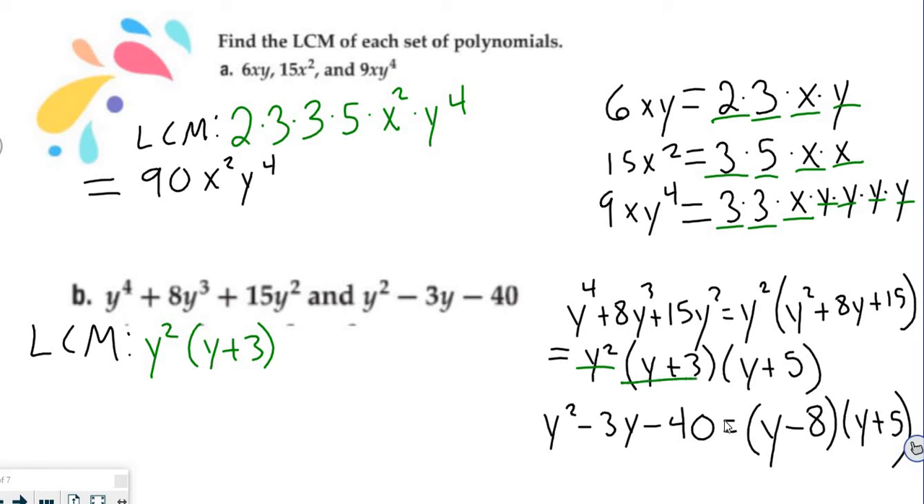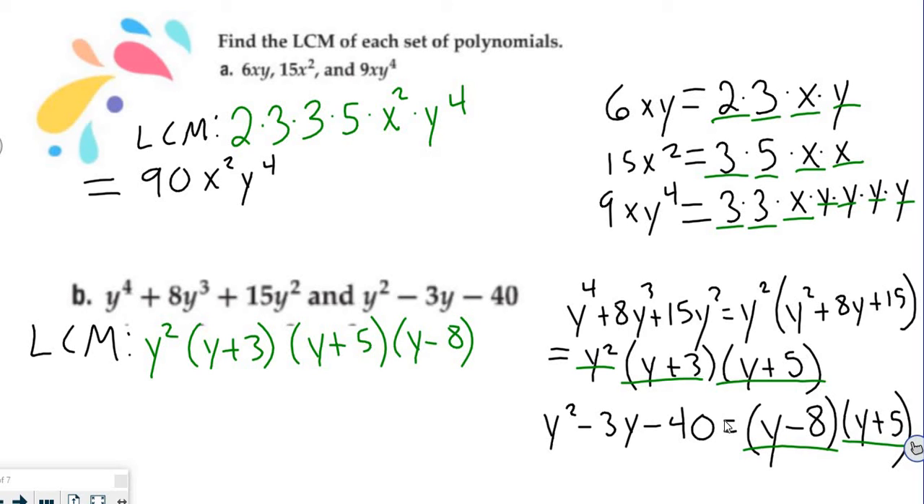Alright, so next, do we have a y plus 3 in our second one? Nope, so we don't have to worry about it. And then, do we have a y plus 5 in our second one? Yeah, but how many times does it happen? Once. So it happens once in both of them. So we only have to have it once in our least common multiple. And then lastly, we also have a y minus 8. So that would be my least common multiple.